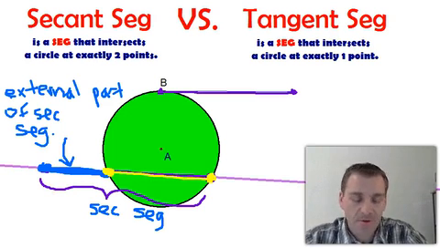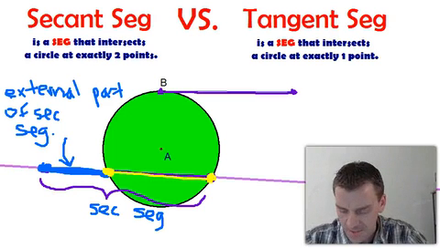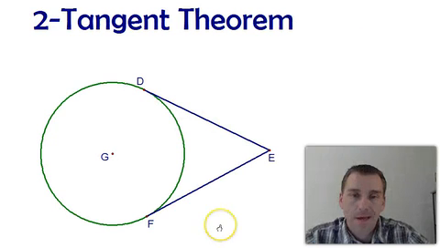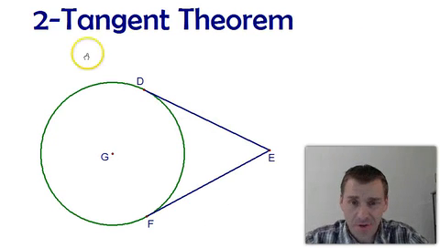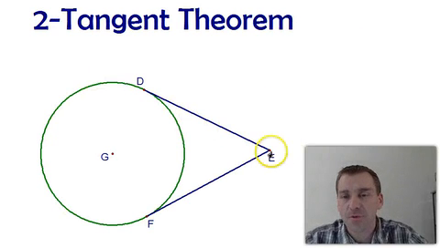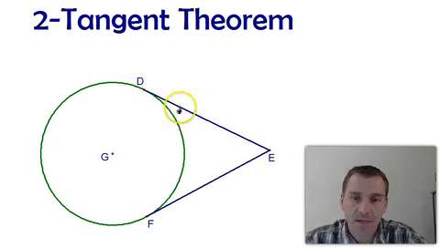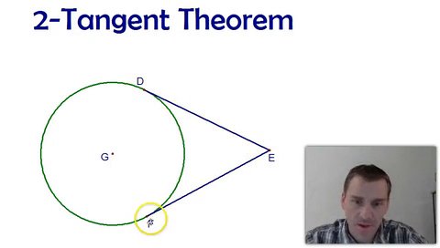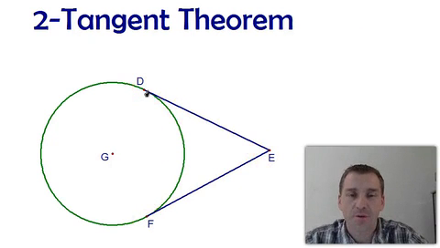Let's move over to the first theorem, if you will, in this. Well, actually, I think it's the only theorem in this section. And it's called the two-tangent theorem. And here's what a picture would look like, something like this. And now here's the scoop. If we have this point E, that's outside the circle, and DE is a tangent segment, and EF is a tangent segment, F is a point of contact, D is the point of contact.